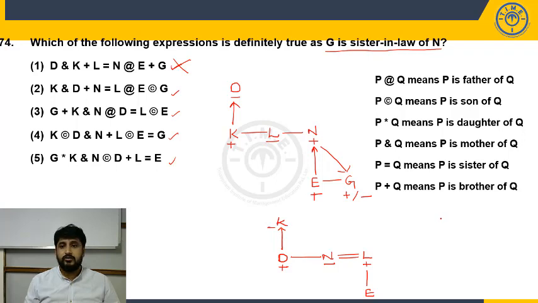And finally, E copyrights G. So E is a son. E is already son of L. Now also son of G. So I can confirm that L and G are a couple. As L is male, G will be female.